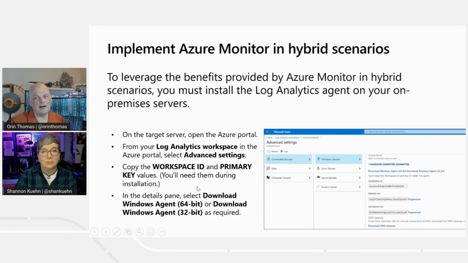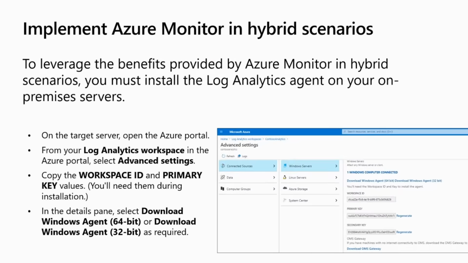Okay, so tell me about implementing Azure Monitor in hybrid scenarios. So you'll want to make sure that you go into your Log Analytics workspace and select the advanced settings. You have to install the Log Analytics agent on the server on-prem or in your hybrid scenario in order to get that data sent to Azure Monitor. So if you go into the Log Analytics workspace, go to the advanced settings, you get the workspace ID and the primary key. You wind up using those during the installation.